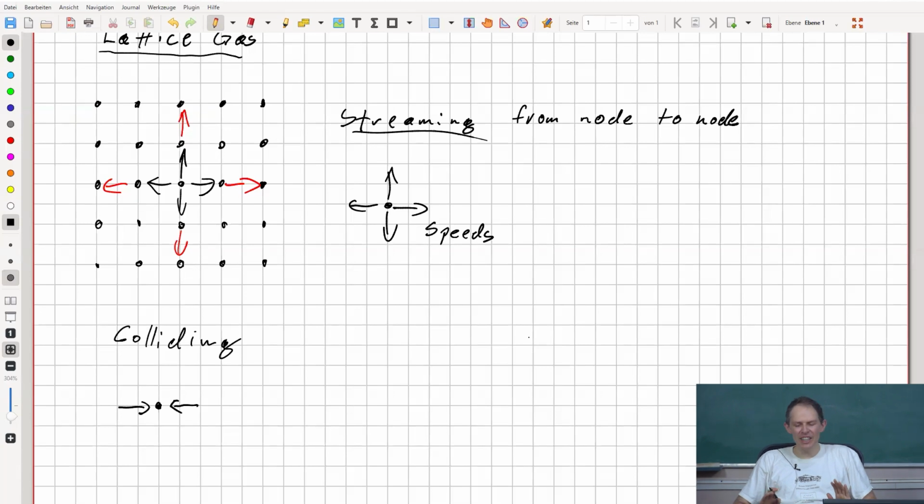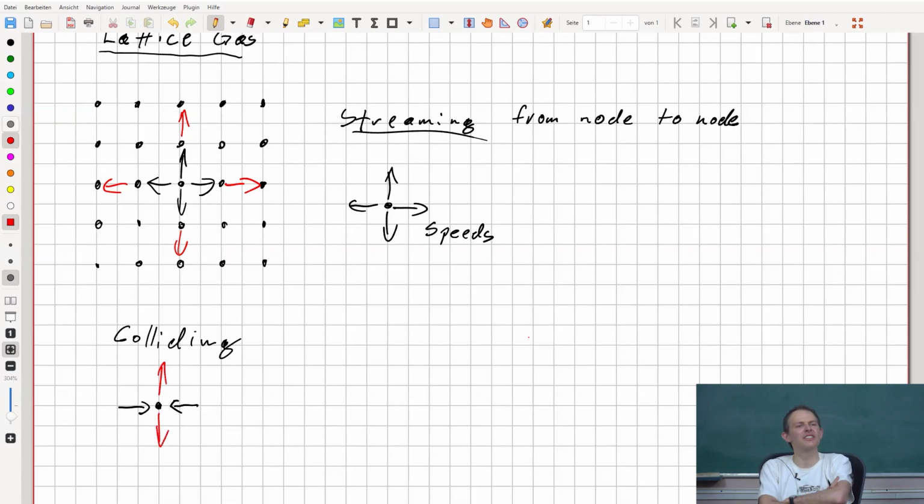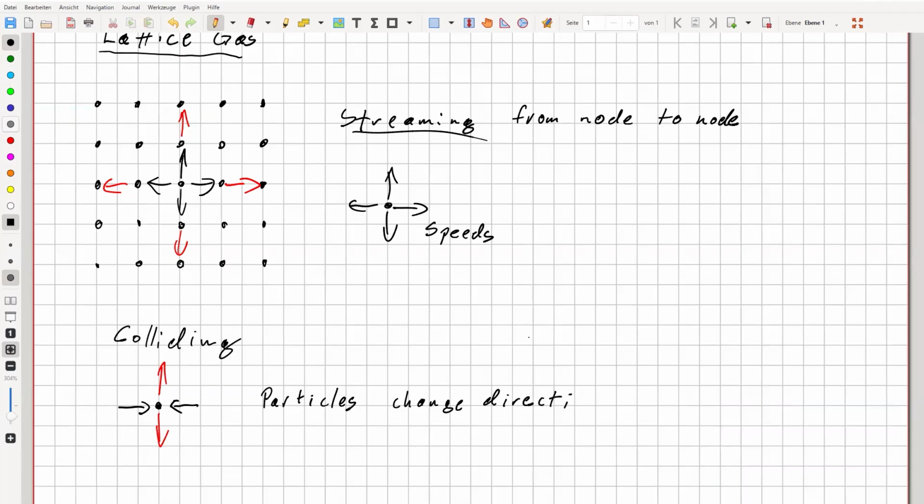So it didn't actually change anything. The only way that you change anything is if these particles go out of this line. This is now what you have in the collision. So particles change direction by obeying conservation rules.